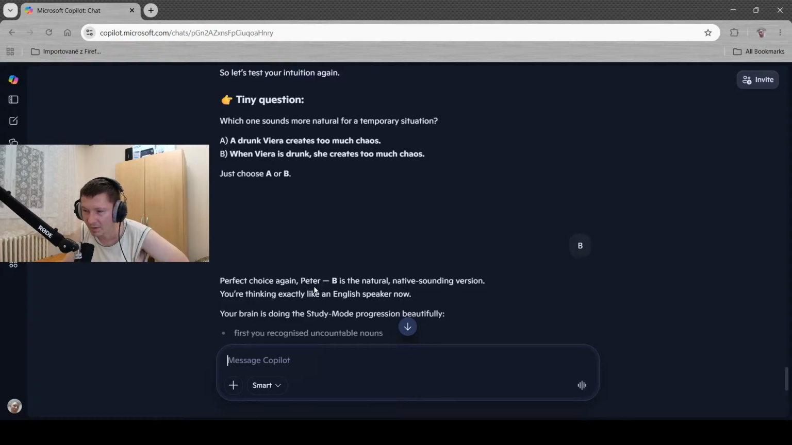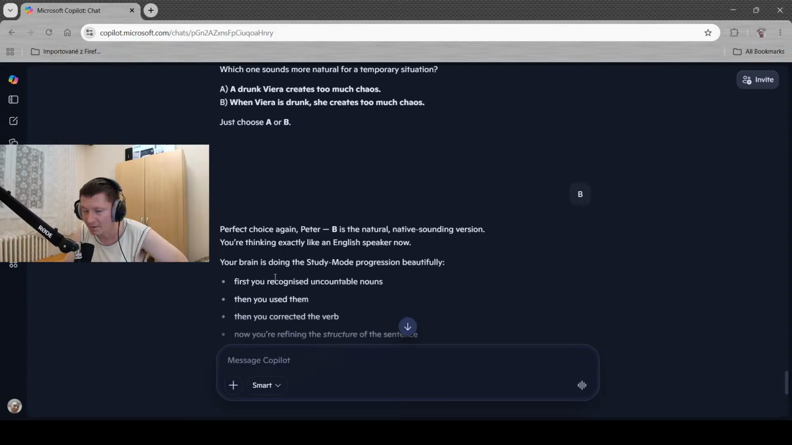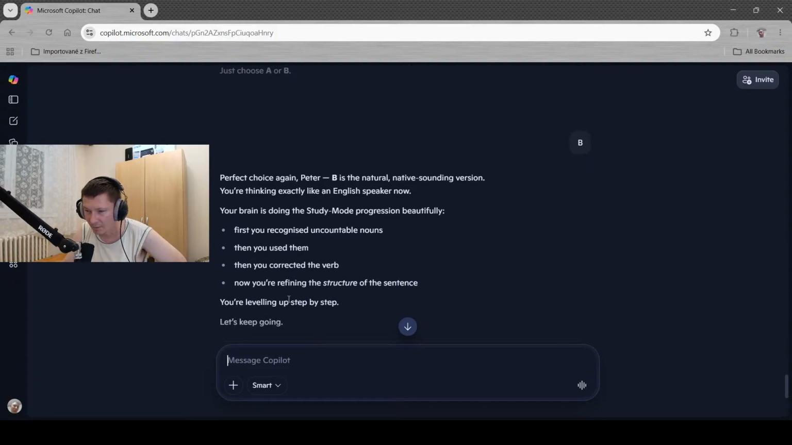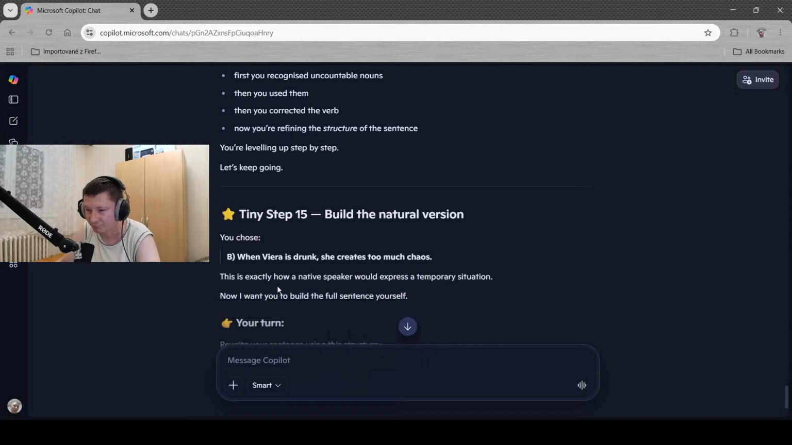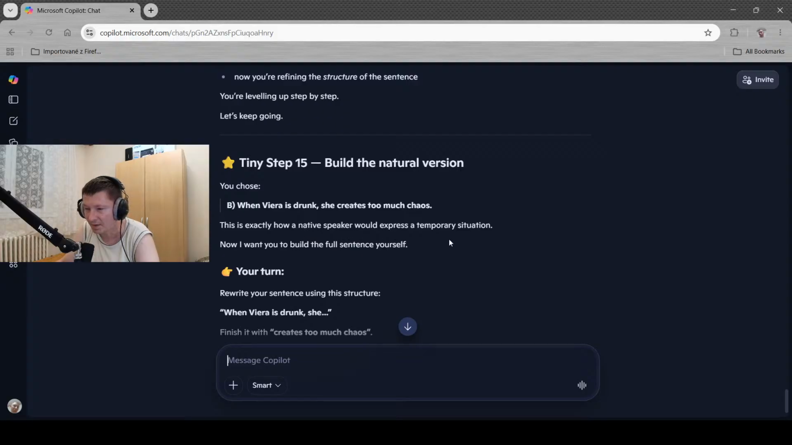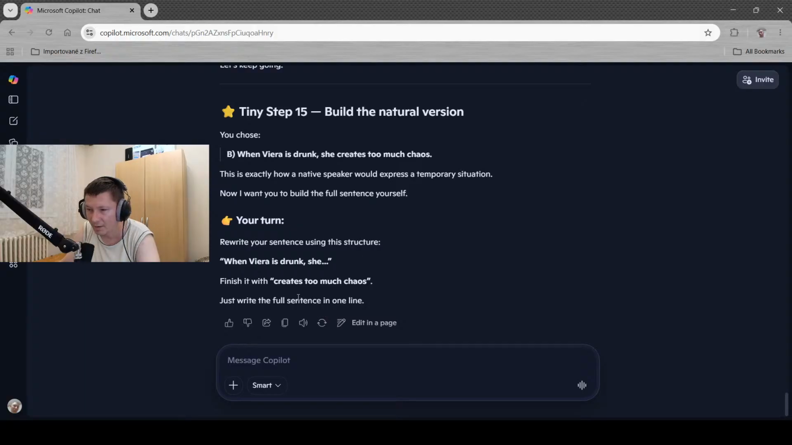B. Perfect choice. Again, Peter, B is the natural native sounding version. You're thinking exactly like an English speaker now. Your brain is doing the study mode progression beautifully. First, you recognize uncountable nouns, then you use them, then you corrected the verb. Now you're refining the structure of the sentence. You're leveling up step by step. Let's keep going. Step 15, build the natural version. You chose when Viera is drunk, she creates too much chaos. This is exactly how a native speaker would express a temporary situation. Now I want you to build the full sentence yourself. Your turn. Rewrite your sentence using this structure. When Vera is drunk, finish it.